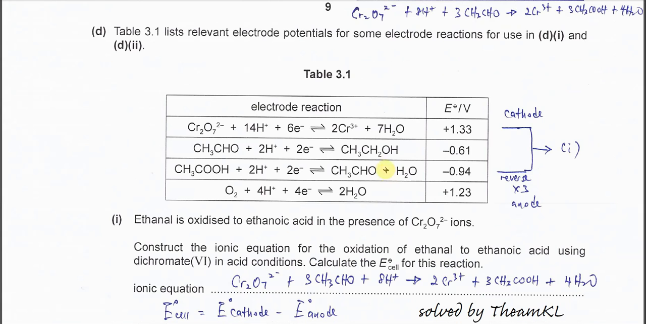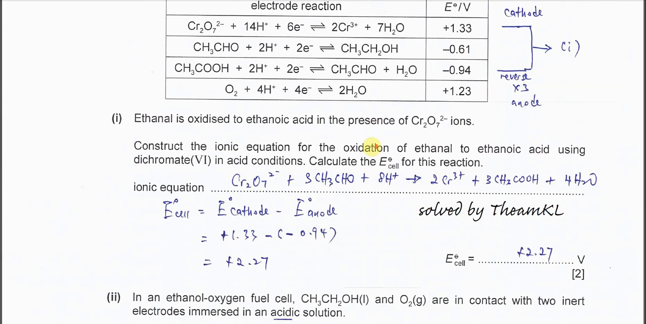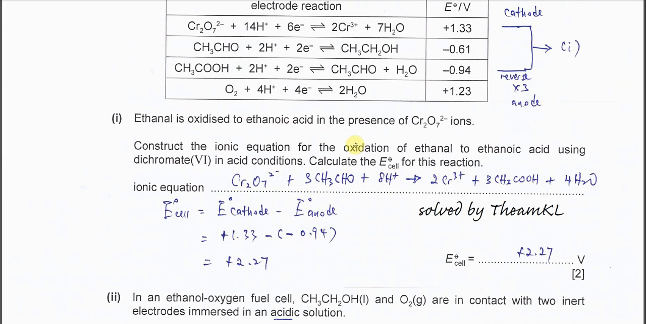Okay, part D. Table 3.1 lists a few electrode potentials that you can use in part 1 and part 2. Later we're going to use that. Now let's start part 1. Ethanal is oxidized to ethanoic acid in the presence of dichromate ion. Construct the ionic equation for the oxidation of ethanal to ethanoic acid using dichromate ion in acidic condition. Calculate the E0 cell as well.